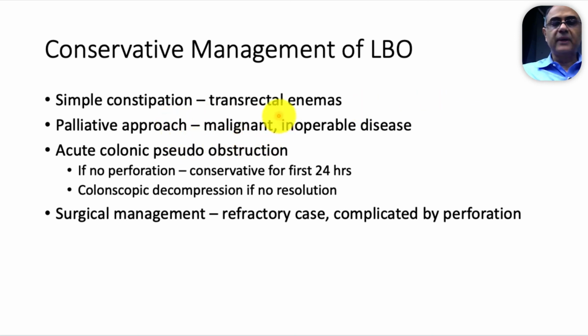If the causes are malignant and the patient is such that we cannot operate, then some palliative approaches. We can defunction proximally, we can pass a stent. Acute pseudo-obstruction, if there is no perforation, we can wait because we know there is no mechanical obstruction. Some people prefer to give water-soluble contrast by enema. So that might help you. But if there are chances or signs of development of ischemia within 24 hours, then we operate early. Colonoscopic decompression if there is no resolution. And surgical management of all the causes.